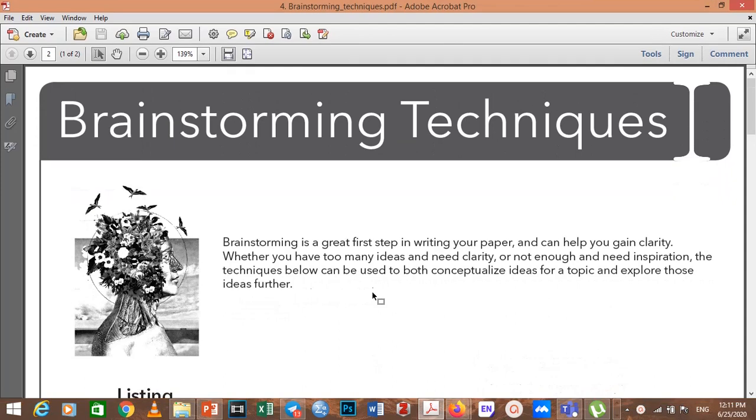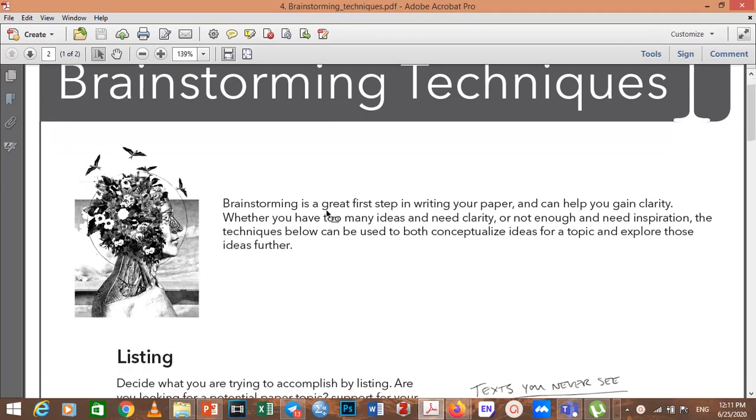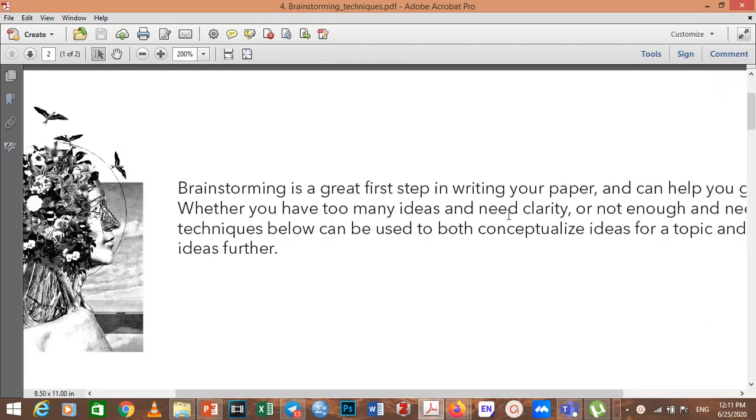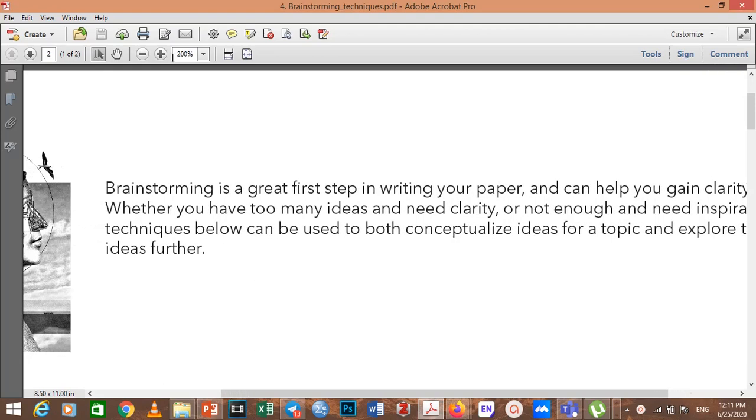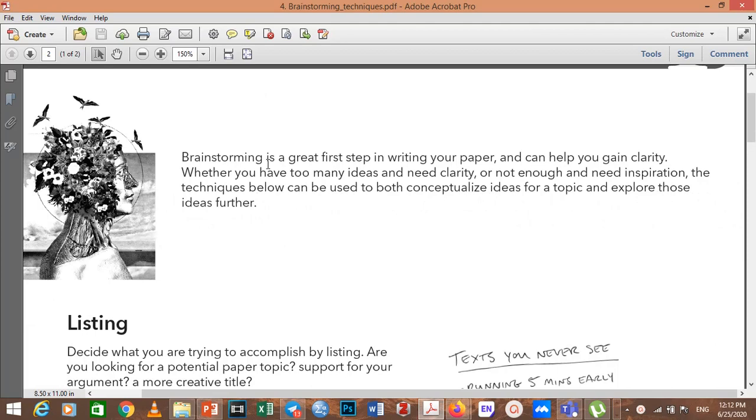Before we go to brainstorming techniques, let's begin with the definition of brainstorming, right? Brainstorming is a great first step in writing your paper and can help you gain clarity. Whether you have too many ideas and need clarity or not enough and need inspiration, the techniques below can be used to both conceptualize ideas for a topic and explore those ideas further.